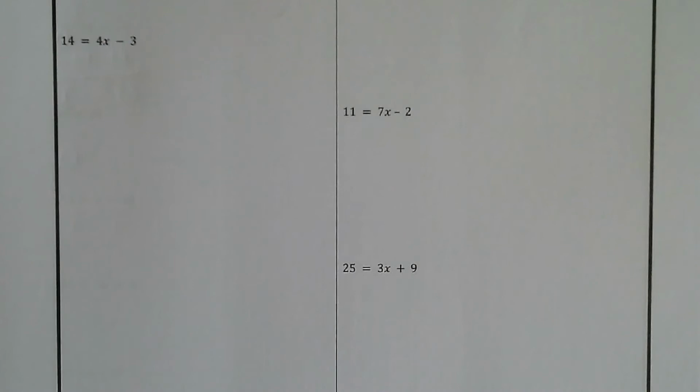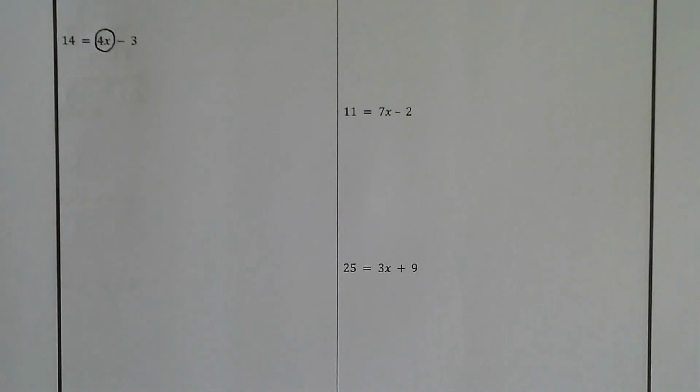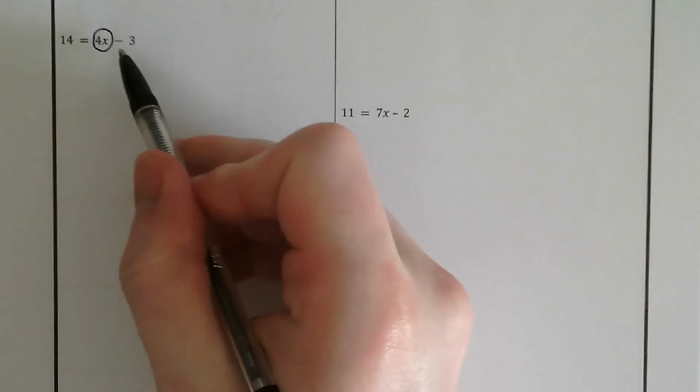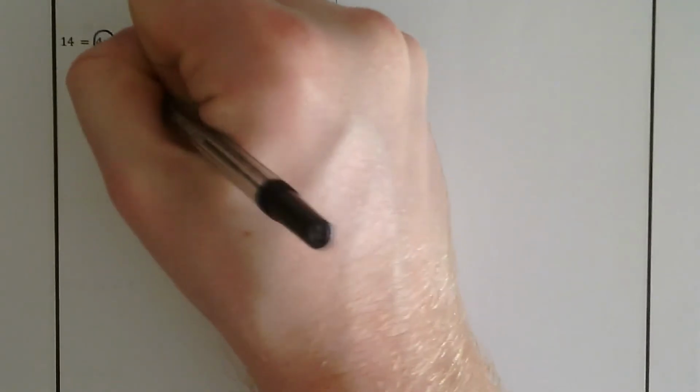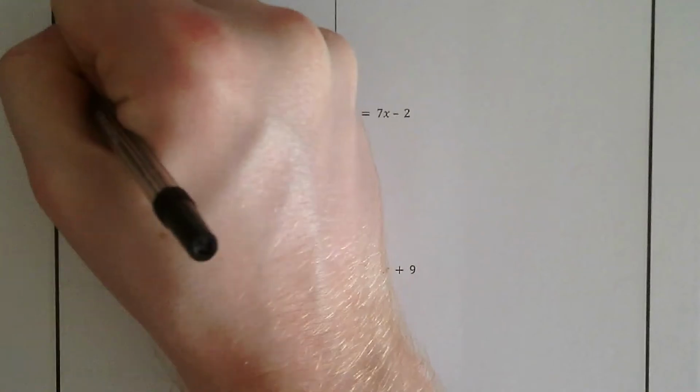This next example is very similar. We need to circle the term that contains the variable. That's 4x. I need to isolate 4x by itself, so we need to get rid of the minus 3 that's on the same side of the equation as 4x. To get rid of minus 3, we need to add 3 to both sides of the equation.